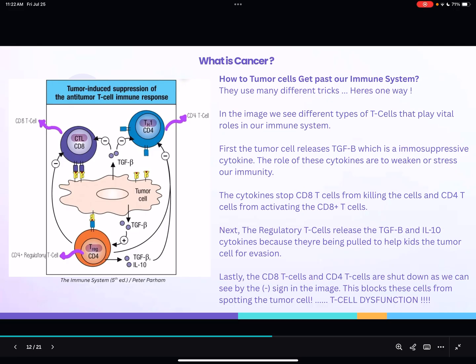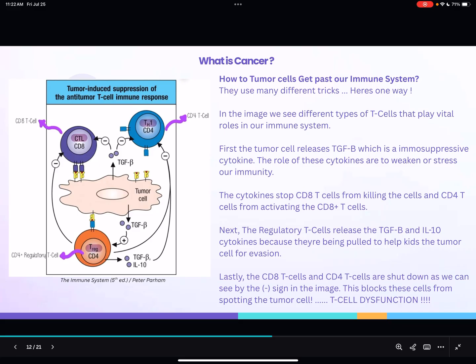First, the tumor cells, as we can see in the center, are going to release TGF-B, which is an immunosuppressive cytokine. The role of these cytokines is to weaken and stress out our immunity. The cytokines stop the CD8 T cell from killing the cells and CD4 T cells from activating the CD8 plus T cells. So next, the regulatory T cells release the TGF-B and the IL-10 cytokines because they're being pulled to help the tumors for evasion.